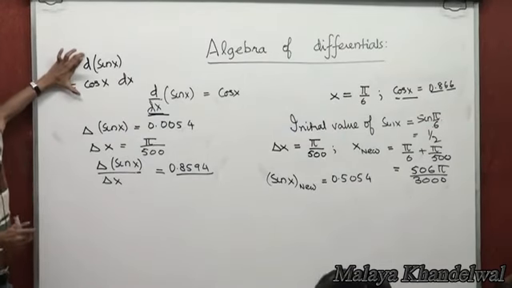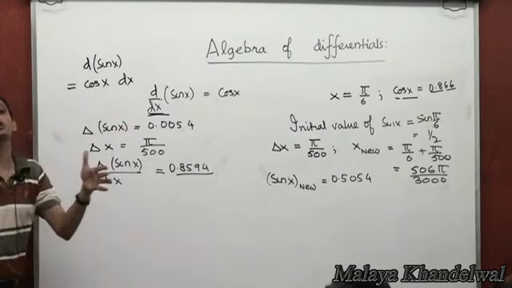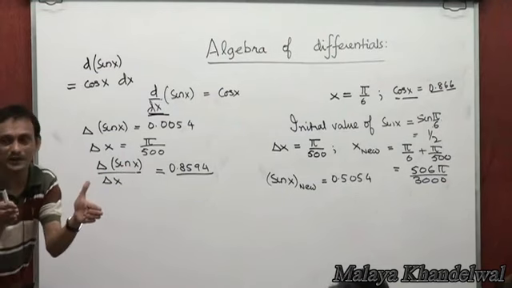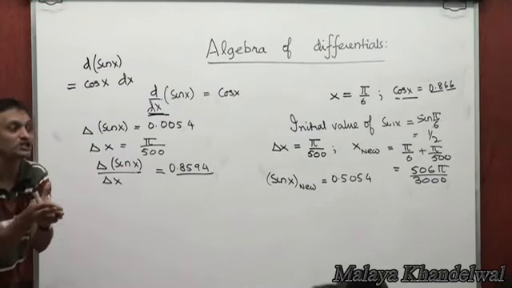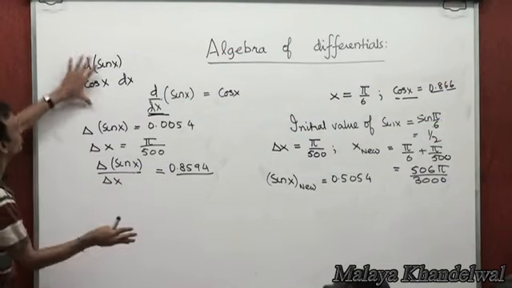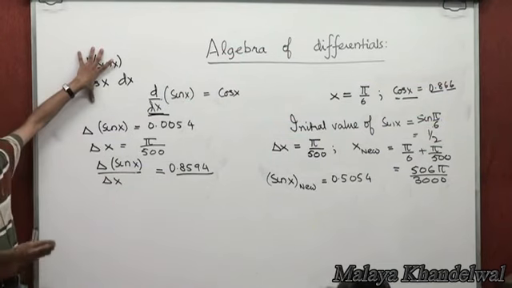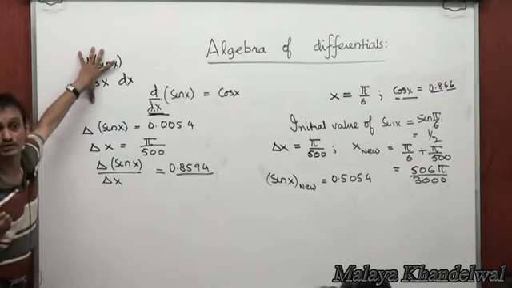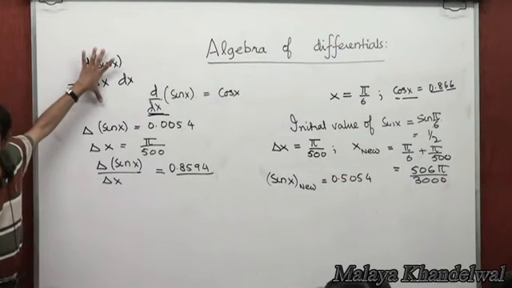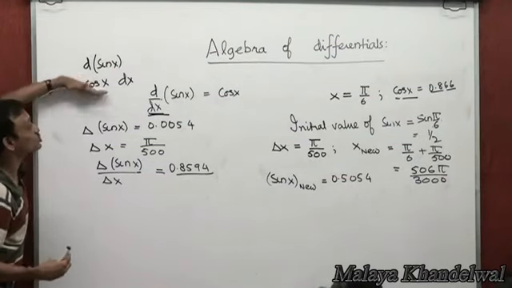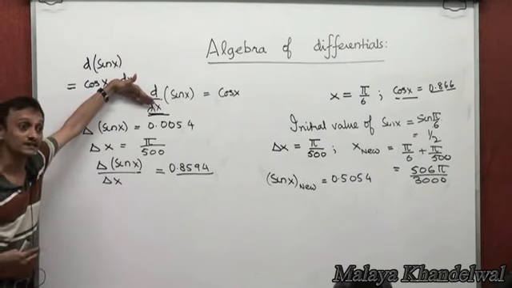This expression becomes more and more accurate as the change in x becomes smaller and smaller. The validity of this expression becomes more and more superior, right? Do you understand this? So the change in sin x is cos x into dx.